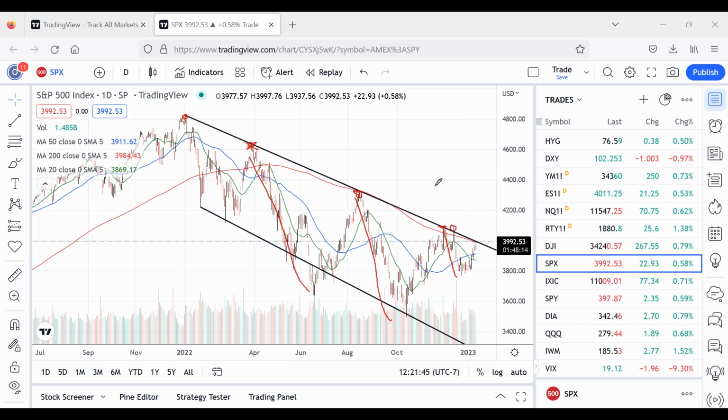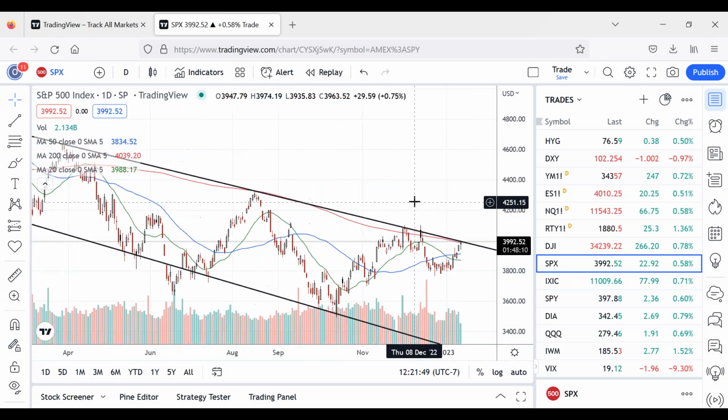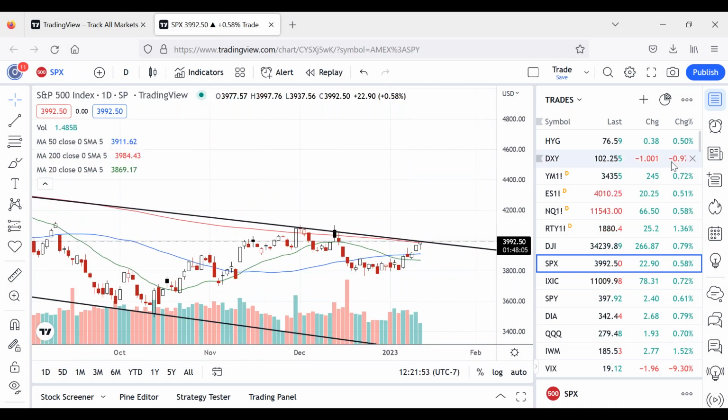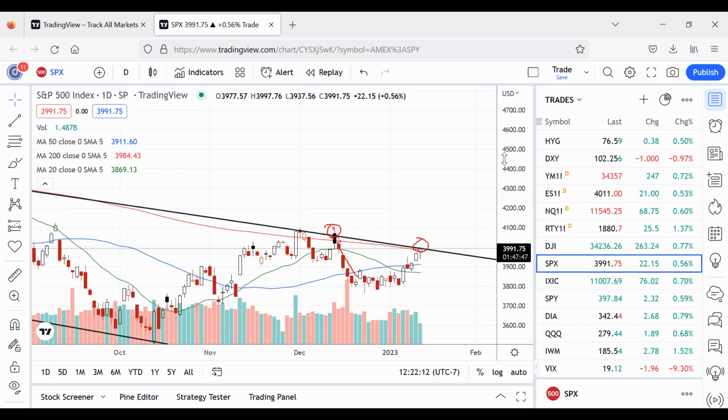Now, right here, we actually traded above it. This is the CPI report last month that kicked off this selling right here. We actually opened above that trend line, traded above that trend line, but we closed back below it, and then we sold off. You can see right here, we're almost to the penny today, right at that trend line.